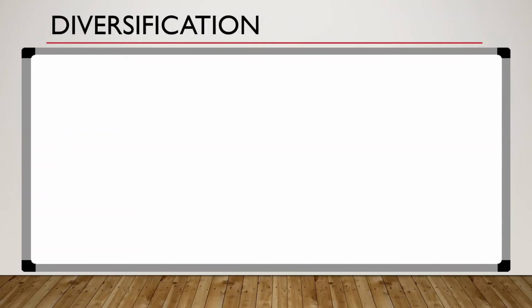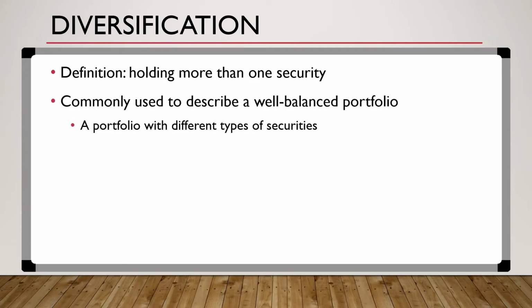Before we begin to talk about risk though, we need to understand what diversification is, as it is a major way to differentiate risk types. By definition, diversification means to hold more than one security of any type. However, when most people use this term, they are talking about having a well-balanced portfolio with different securities. The portfolio might consist of things like stocks in different industries such as technology, farming, retail, etc., and bonds of different types such as treasury bonds, municipal bonds, and corporate bonds.